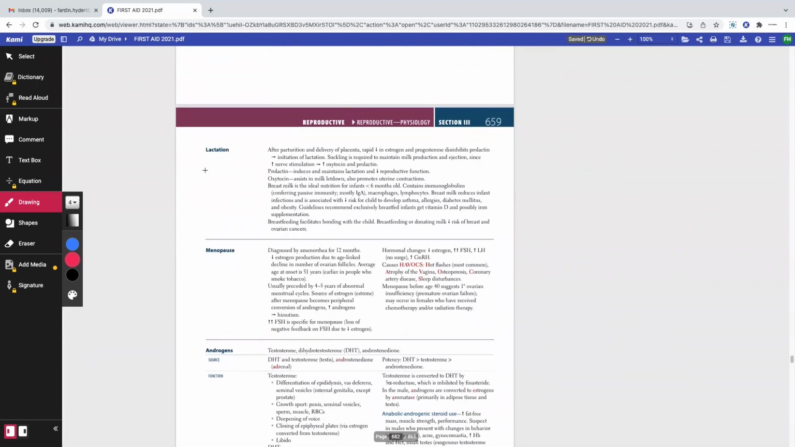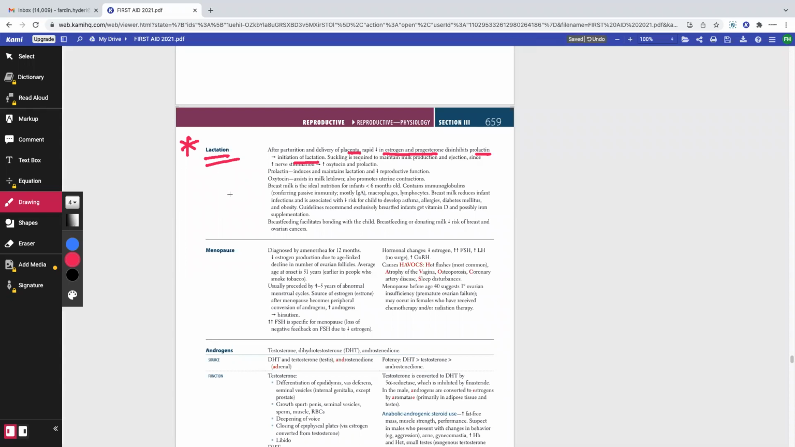Okay, so let's move on to lactation. What is lactation? Lactation is basically a physiological process where we have the milk let down reflex, right? This is important for the maintenance of the nutritional needs of the first 6 months of human life. So after parturition and delivery of the placenta, the progesterone falls rapidly, and this rapid fall of progesterone increases prolactin. This increase of prolactin causes initiation of lactation, as simple as that.